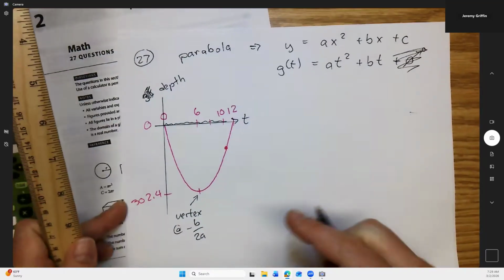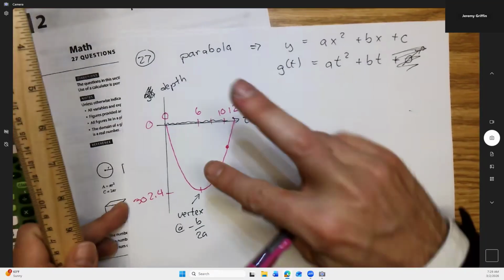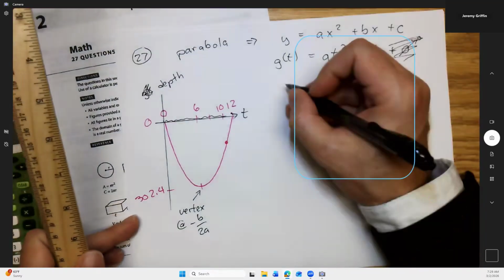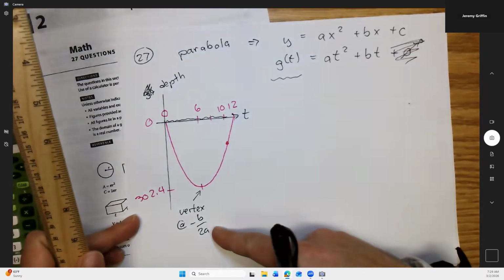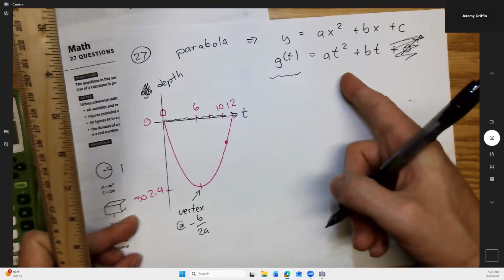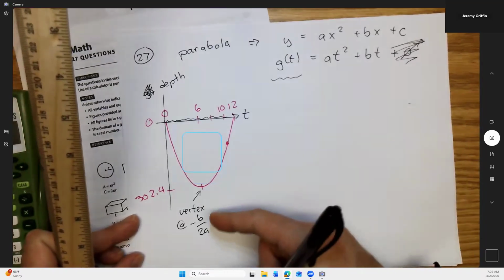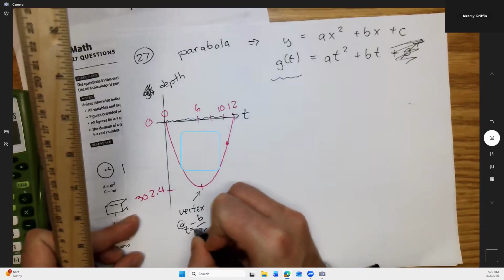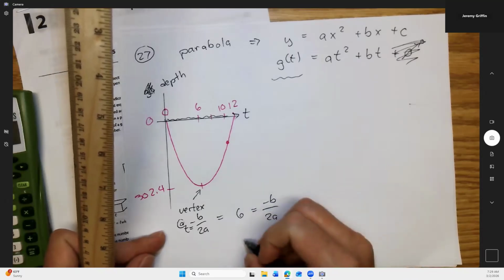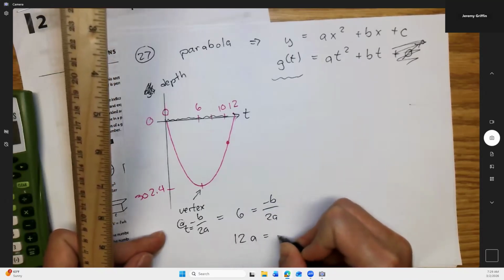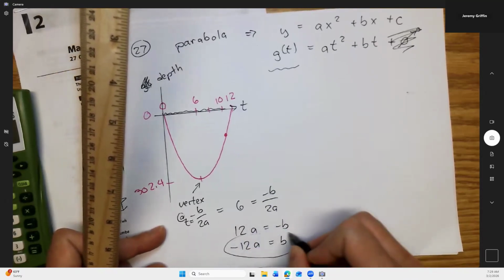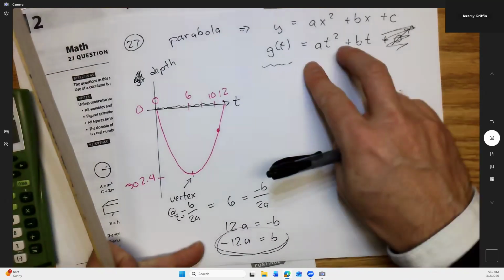I wonder if I should change that to negative to match my picture. I'm going to do something weird: flop these axes and just leave this as positive. You guys get the idea. The vertex is at the t value of 6, so 6 equals negative b over 2a. Cross multiplying, I get 12a equals negative b, or negative 12a equals b. I'm going to hold on to that because now I have a relationship for a and b.